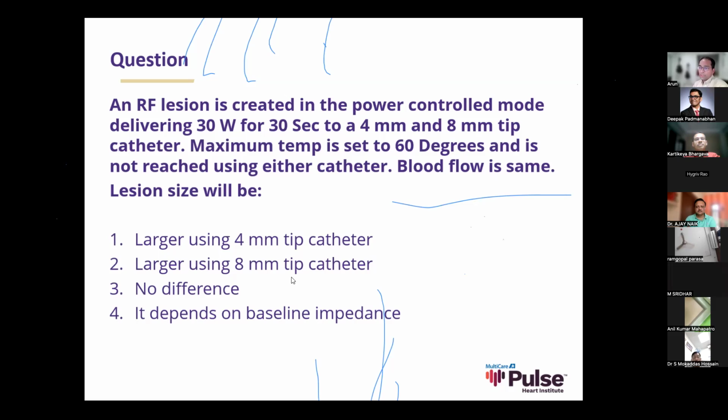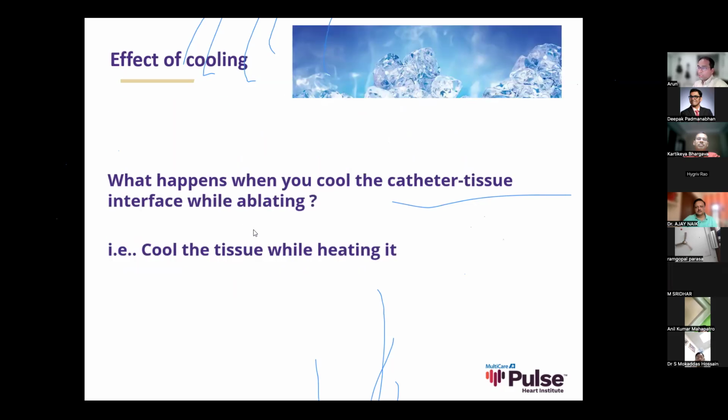So the lesion is larger on a 4 millimeter catheter, but the lesion depth might be higher with an 8 millimeter catheter. But if you're delivering the exact same amount of joules to both, the larger lesion would be with a 4 millimeter catheter. So that is a segue to cooling. Let's talk about cooling. What happens when you cool the catheter tissue interface while you're ablating? You cool the tissue while you're heating.